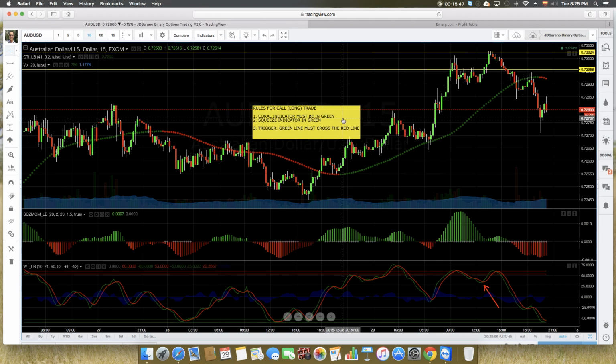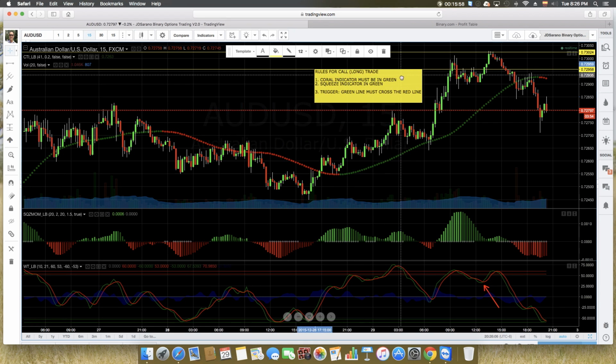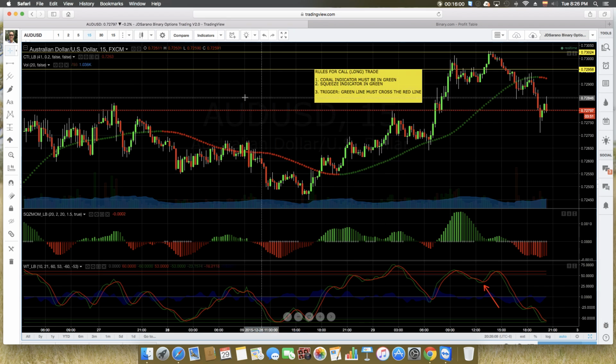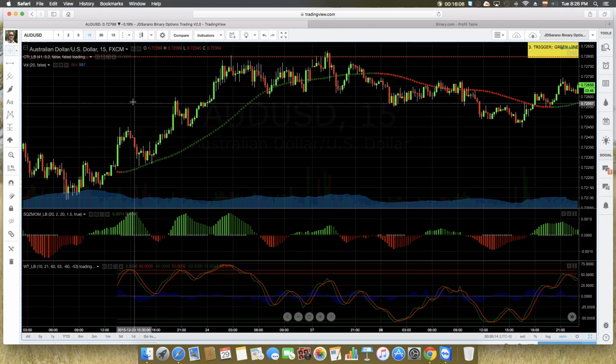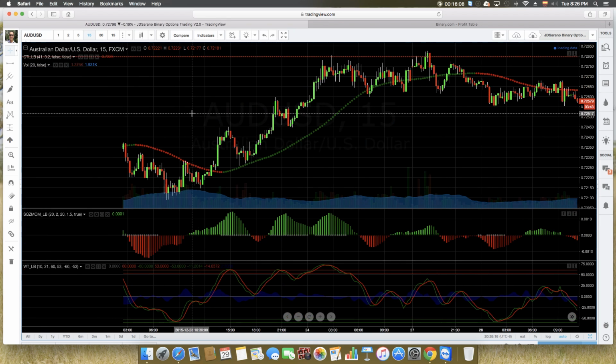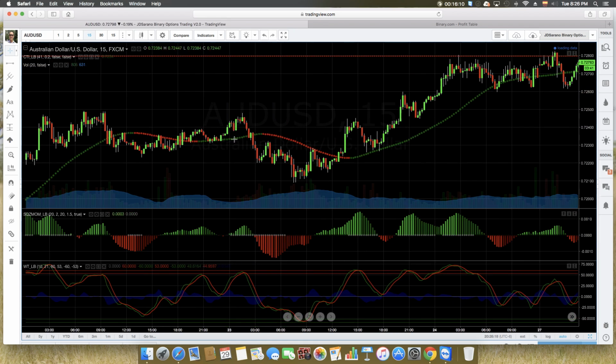Those are the rules for the call or long trade. As you can imagine, going short or put trades are totally the opposite. So that's the rules for going long. Let's go for a short trade. That's gonna be hard since this currency has been trending up.